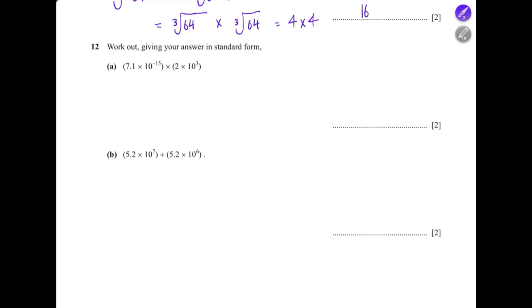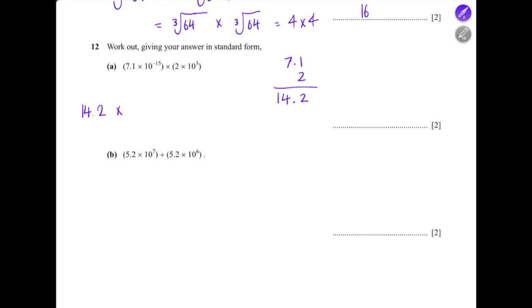Next, work out giving your answer in standard form. Standard form means you have to write multiplied by 10 to the power of whatever. Okay, so you have these numbers, 7.1 times 2. Let's multiply these first. So you have 7.1 and 2. Now I will just remove the decimal point, and then I'll add it in the end. So 2 times 1 is 2, and 7 times 2 is 14. Now it was 7.1. That means you have one number after the decimal point. So in your answer, you also need to have one number after the decimal point. So this is going to be 14.2 multiplied by.